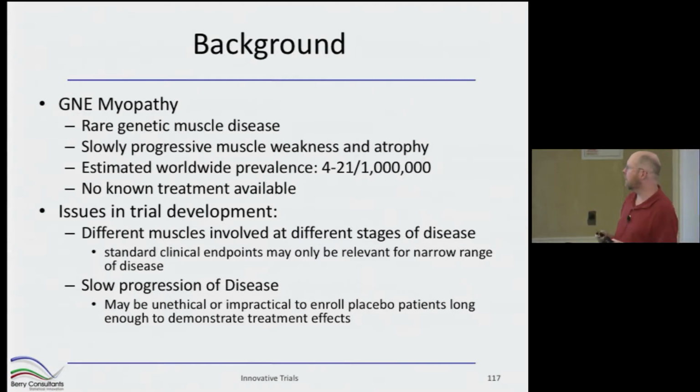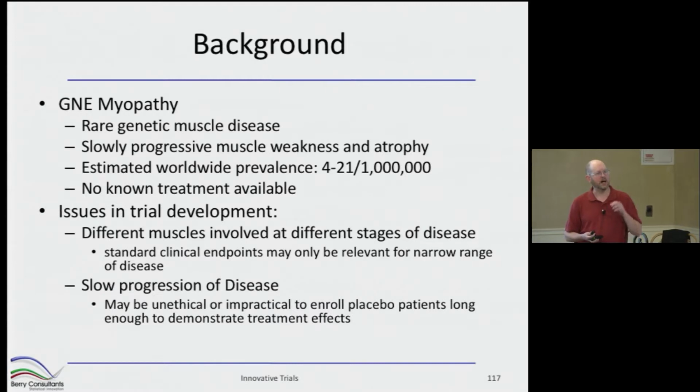It's very rare, with a worldwide prevalence of 4 to 21 out of a million. There's nothing that helps this particular indication. This is a challenging disease to do research on. The reason is, while the prevalence is low, in addition, people are at different stages of the disease.